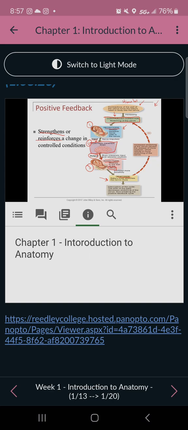The baby's body stretches the cervix more. This feedback is only going to stop as soon as the baby is born. Then stretching of the cervix ceases and oxytocin is no longer released because it's no longer needed. So this is an example of a positive feedback.